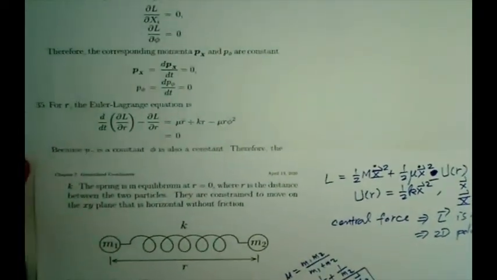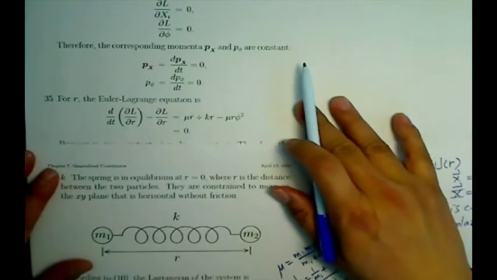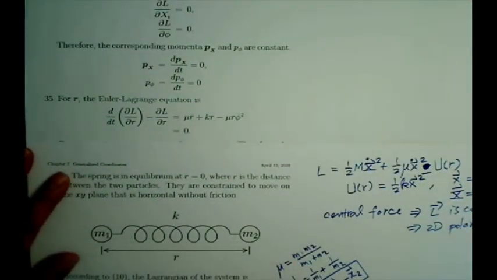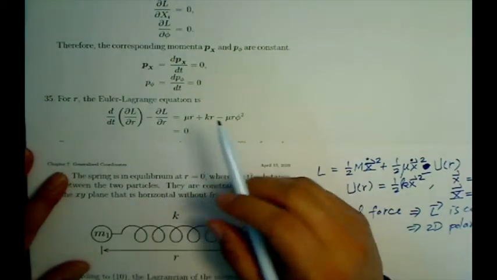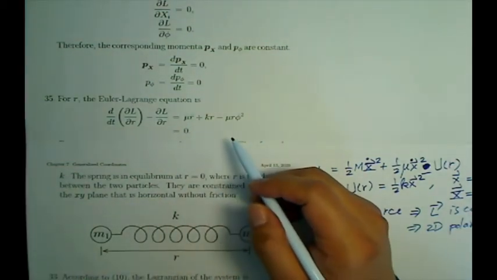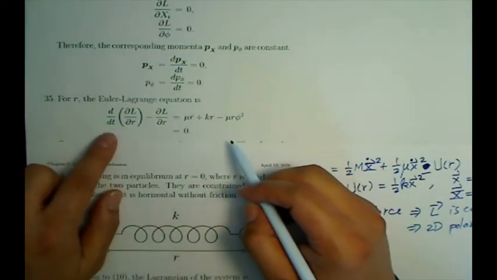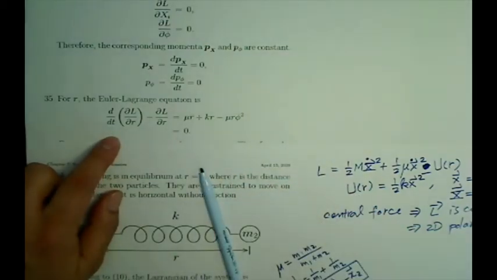And as you know, the angle dependence does not appear in the Lagrangian. The orbital angular momentum contribution is a conserved quantity, and the only non-trivial problem is the radial component, and this is the answer. That's it.